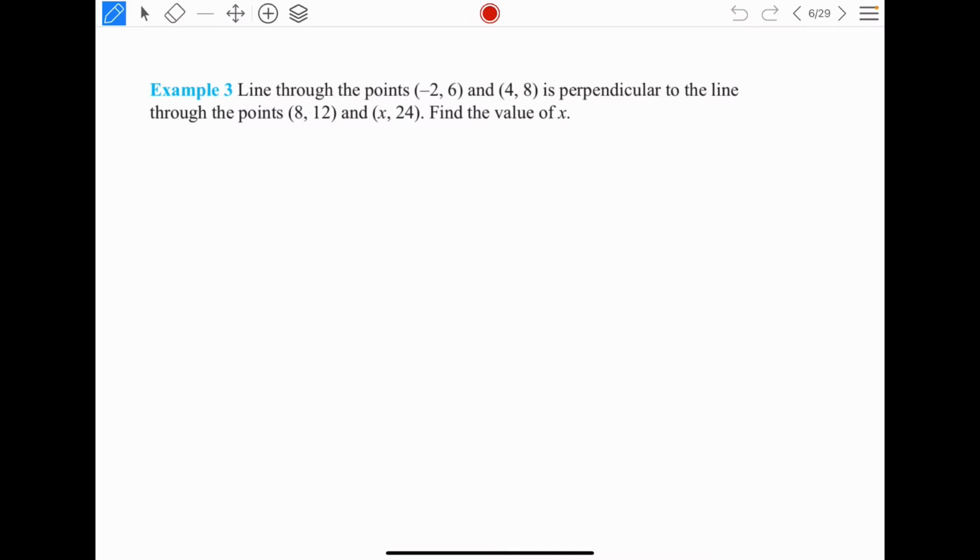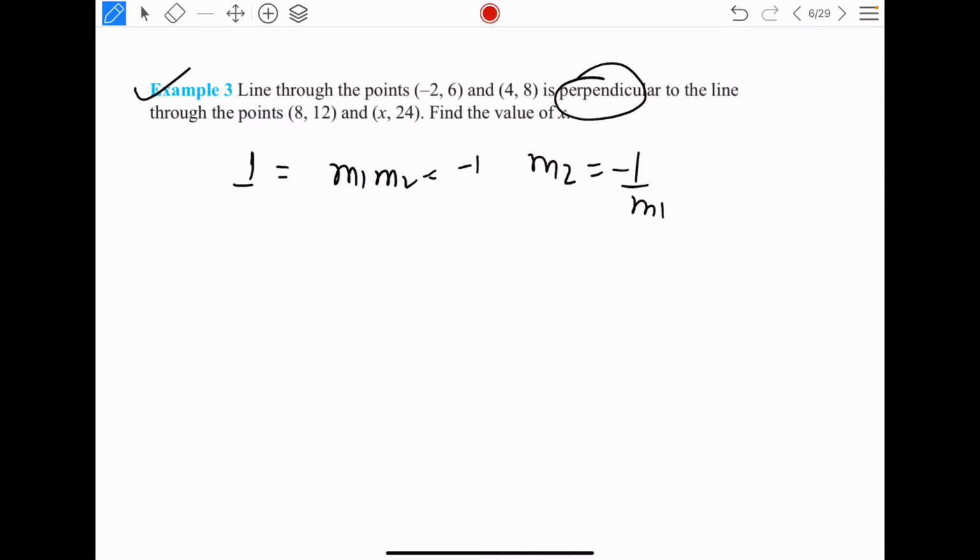Question. That's an example from the NCERT only. The line through the points (-2, 6) and (4, 8) is perpendicular to the line through the points (8, 12) and (x, 24). Find the value of x. The condition of perpendicularity is given in the question. Perpendicular means m1 m2 is equal to minus 1, or m2 is equal to minus 1 upon m1. That's what we have to find.